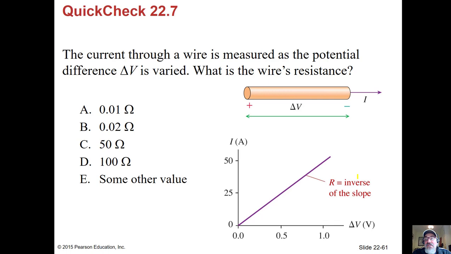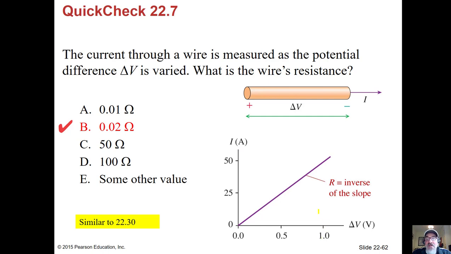Okay, so the resistance is the inverse of the slope then, because we've graphed I on the vertical axis, V on the horizontal axis. It might have made more sense to put delta V here, I over here, and then the resistance would be the slope in that case. Okay, so if you figure out the slope, the inverse of the slope turns out to be 0.02. Right? Slope, rise over run. So pick a couple of convenient points. The rise would be 50. If I go from 0 to 50 amps, divided by the run here would be 1 volt.